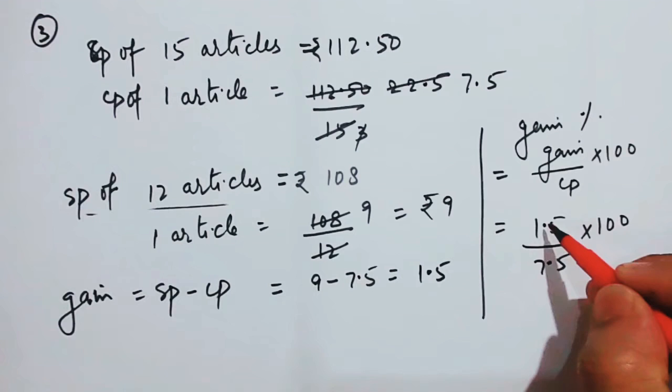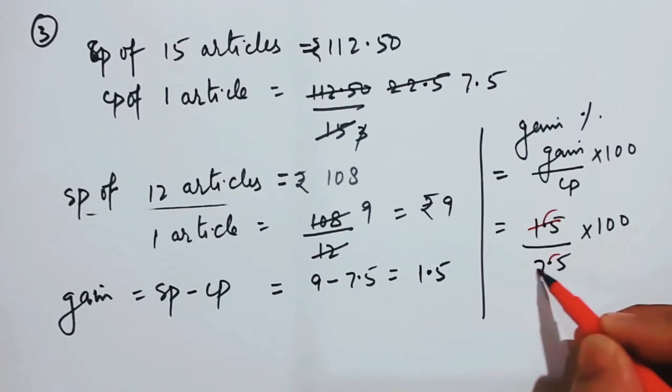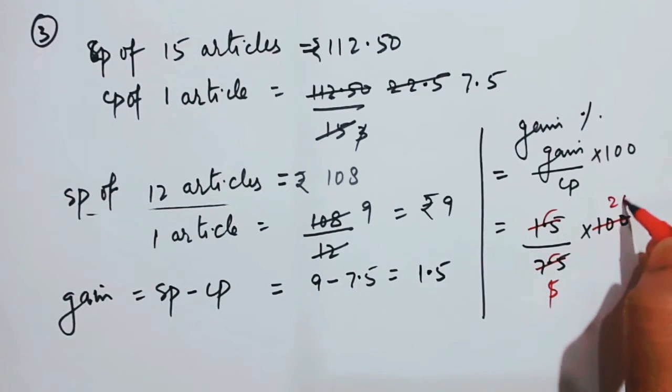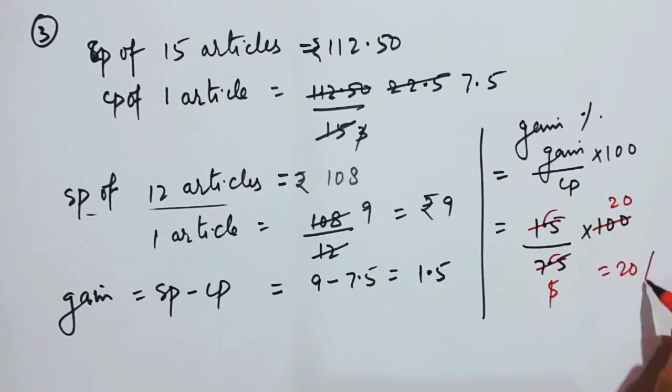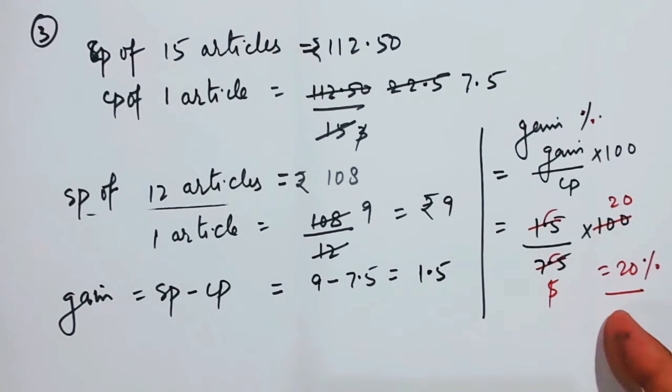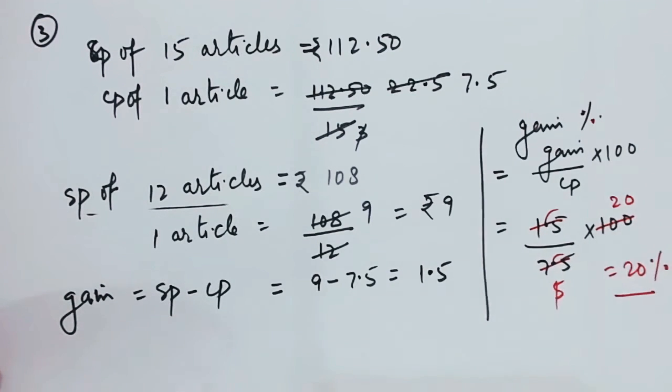So you can solve like this. You can remove the decimal, or 15 by 75, 5 2s are 10, equal to 20%. Since you are finding percentage, you will have to mention percentage over here. If you do not mention percentage, later on you will repent: I should have put percentage.